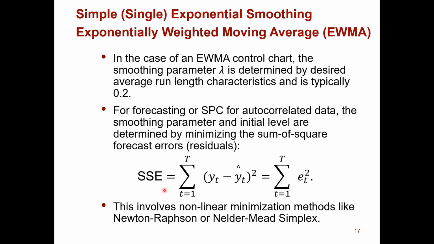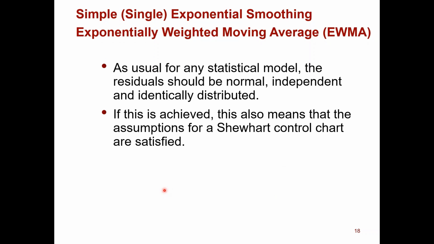And then we go ahead and plot the residuals on a control chart. So what we want is that our residuals should be normal, independent, and identically distributed. If this is achieved, then we have the assumptions necessary for a Shewhart control chart. Okay, so that's really what we're going after.